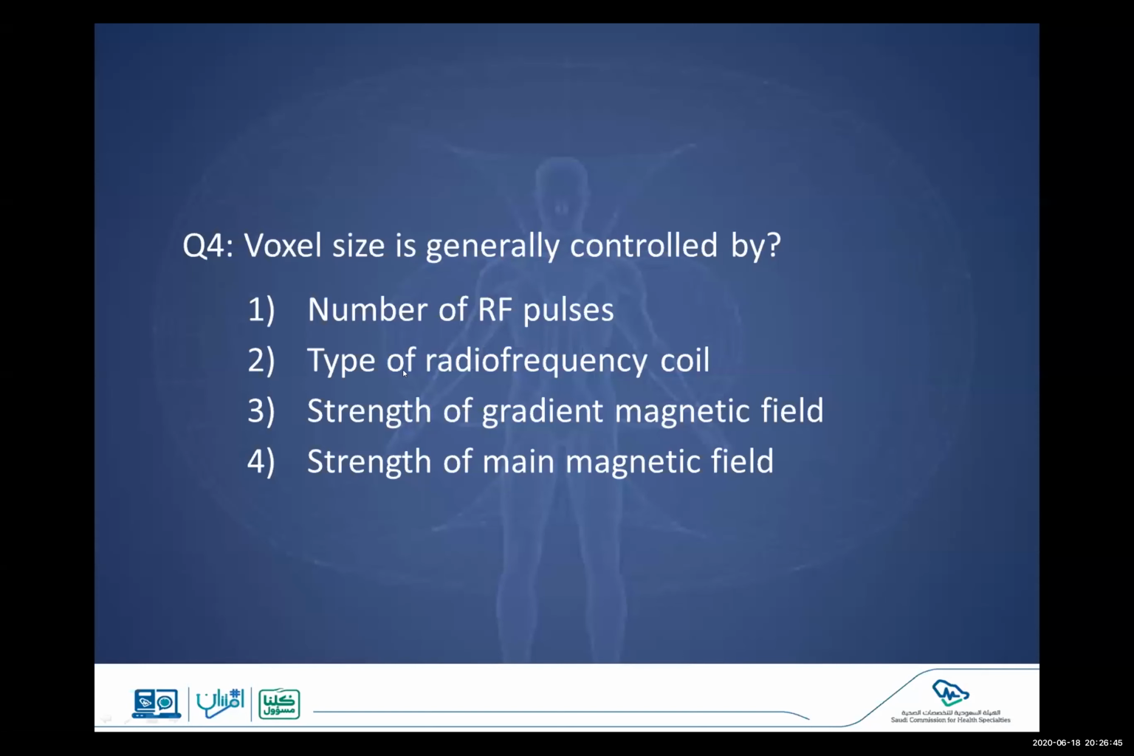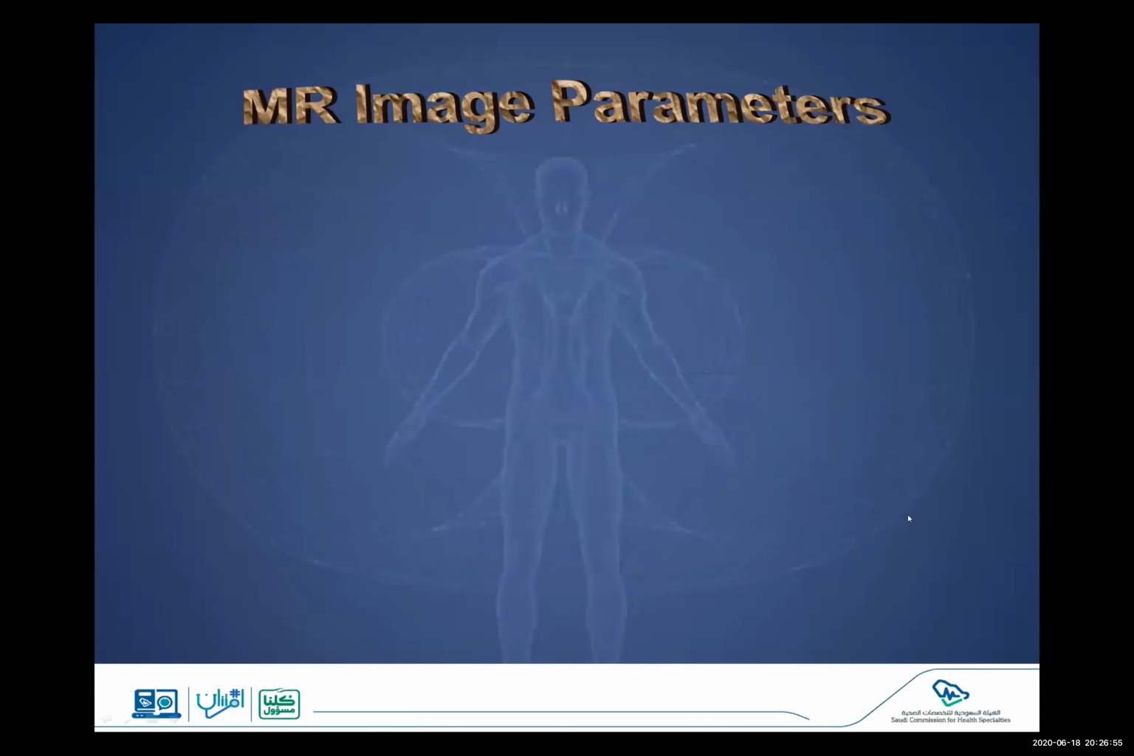The strength of the main magnet, again, will not affect the resolution. It can be used to produce thinner slices because it gives you more signal, as we will see again in the signal to noise ratio.